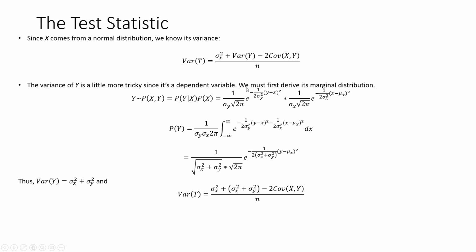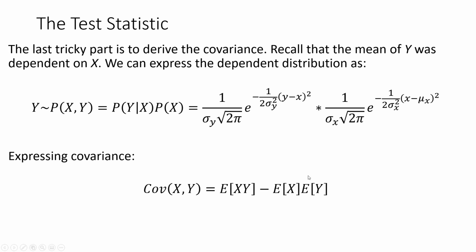So that's important to note a bit later. So anyways, after we get the variance of y by integrating out the marginal distribution, we got sigma x squared plus sigma x squared plus sigma y squared minus 2 times the covariance. So now the final tricky thing is to derive this covariance.